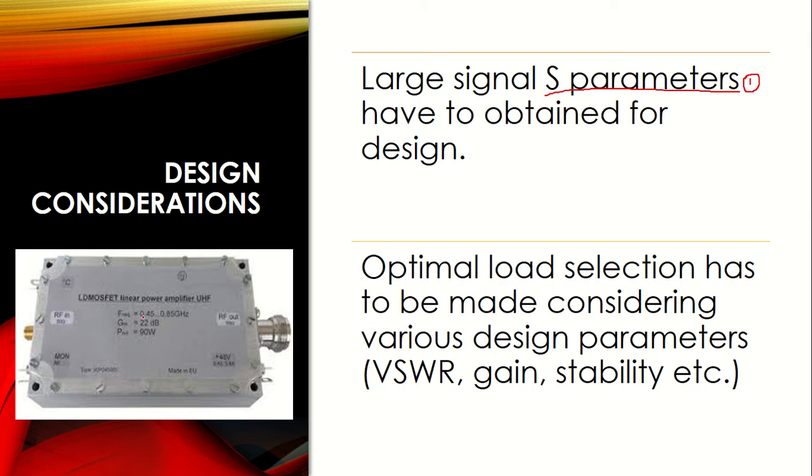The second design consideration, if you see in this diagram, certain parameters are given, such as the frequency range, which is the bandwidth, the gain of the amplifier, and the power output. So a power output of 90 watt means this amplifier can be used for applications that require a 90 watt output. I cannot use this amplifier for an application that requires 180 watts to power up. So first we need to choose the load for which we are designing the amplifier, and based on the load we need to determine the parameters such as VSWR, gain, stability, etc.